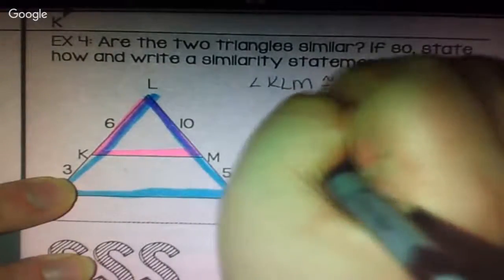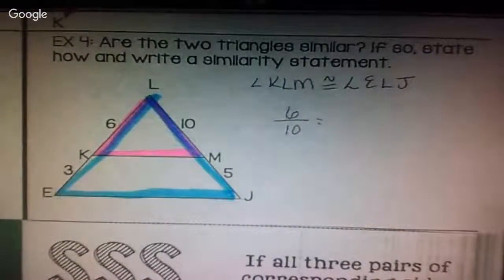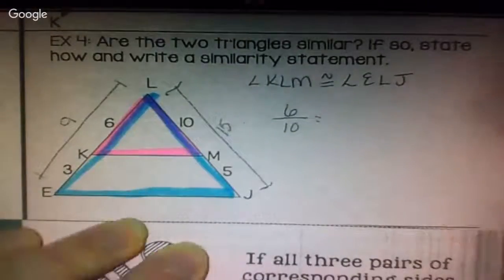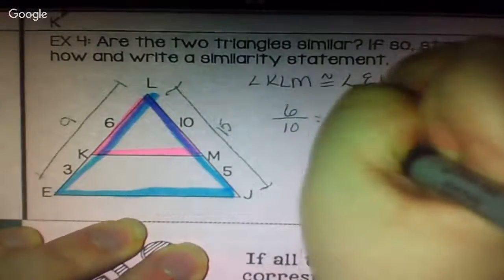So this little triangle has sides 6/10. What's my other triangle have? Ooh. 9/15. Something like that. My big triangle is this whole side. Well, this little piece is 3, this little piece is 6, so this whole side is 9. This part of the triangle is this whole side. So 10 and 5 give me 15. So this is technically 9/15.